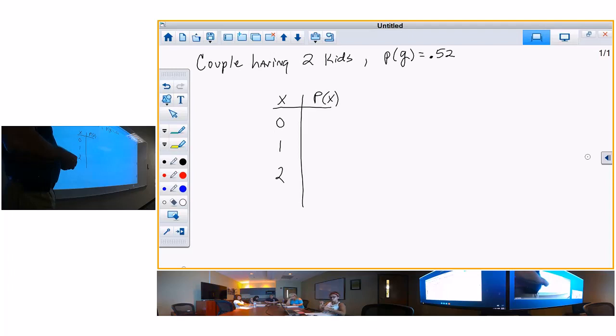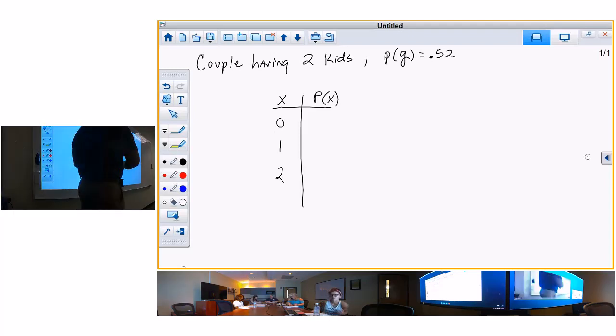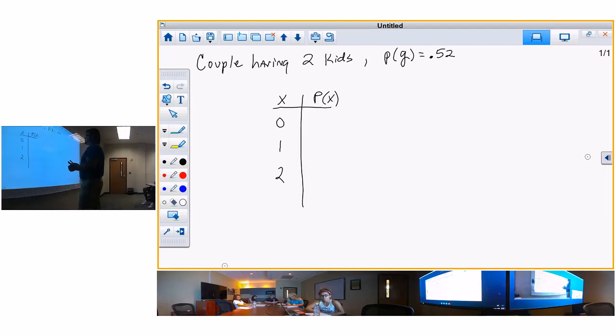0 means 0 girls, because we're doing a probability of girl, right? That's given. 1 means 1 girl, and 2 means what? 2 girls. Now you could say boys if you want to, it doesn't matter. Okay, so this is the probability of a girl. All right, so 0 girls would be boy, boy. 1 girl would be boy, girl, or girl, boy. And what would 2 girls be? I'll do that one for you. Girl, girl.